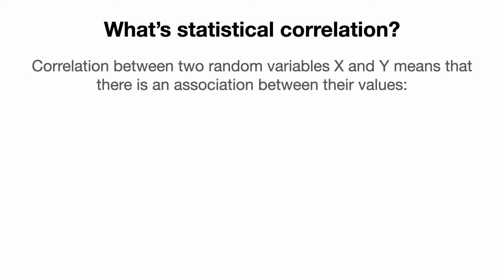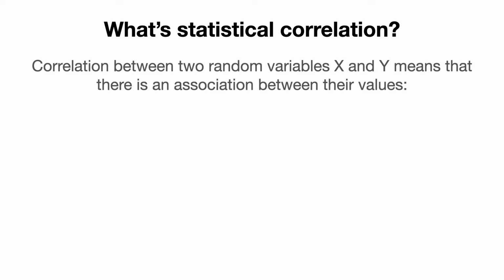Well, correlation means that, I mean, we all have this intuitive concept. There's some association, which doesn't mean causation. You know, correlation is not causation. So we know that values between two variables are related with each other.